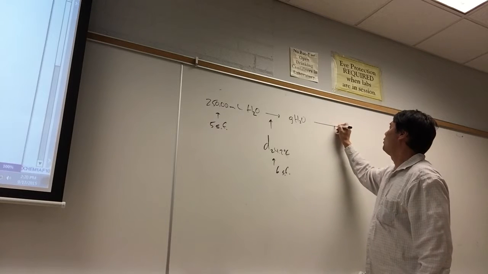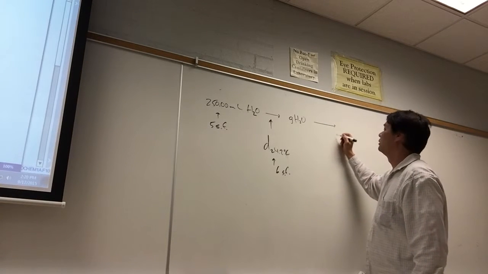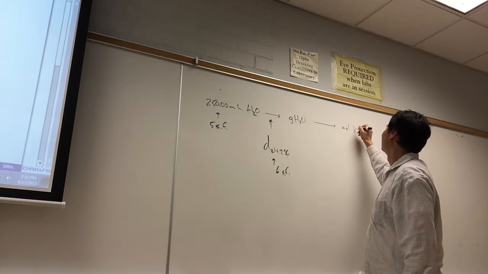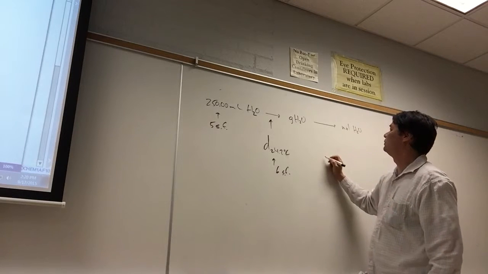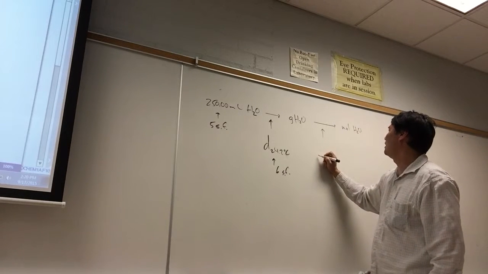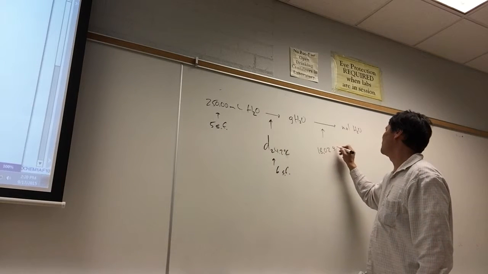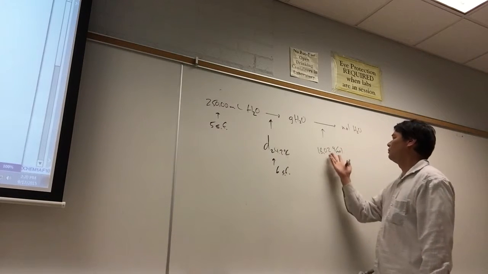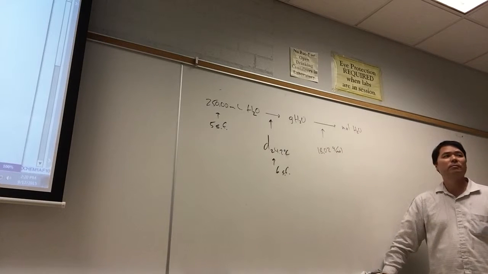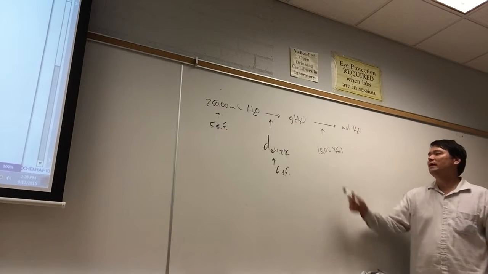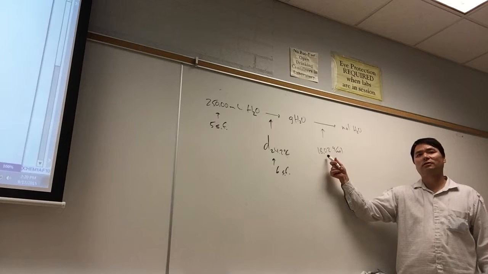And then from grams of water, we go to moles of water. How do we do that? We use the molar mass. Molar mass of water is 18.02 grams per mole. All right, we'll flip it over, so we get moles on top, grams on the bottom. But is this enough sig figs?